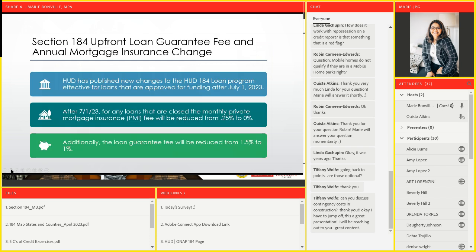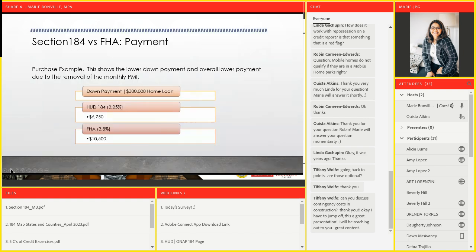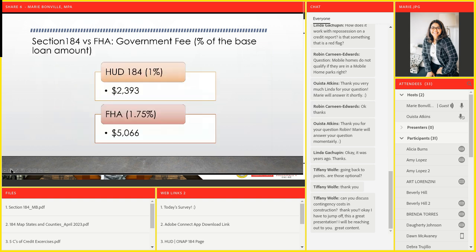And going back to those changes, you've got the monthly private mortgage insurance going from 0.25 to 0. You've got the reduced loan guarantee fee. So what does that look like in numbers? If you have a $300,000 loan, look at your down payment. If you're using Section 184, your down payment is $6,750. If you're using FHA, that's $10,550. So you can see that's a huge difference for our borrowers. So that's a great highlight there.